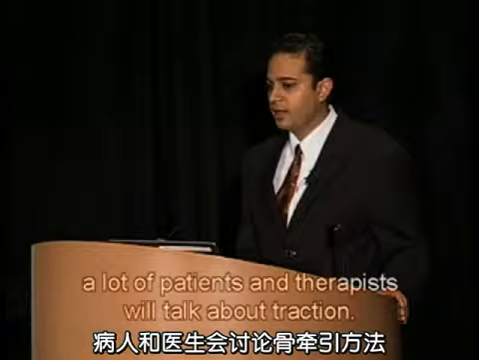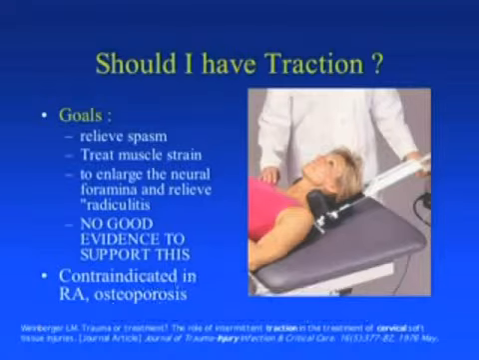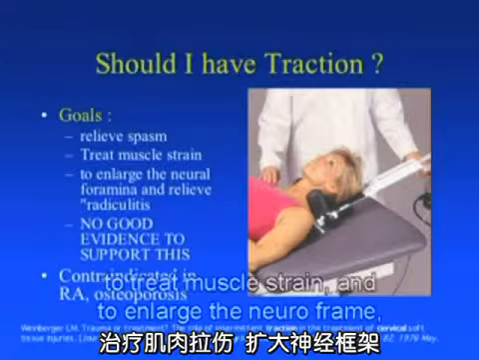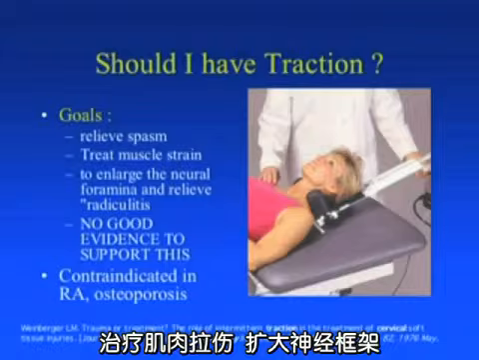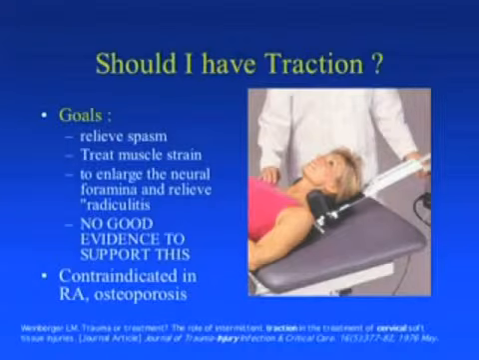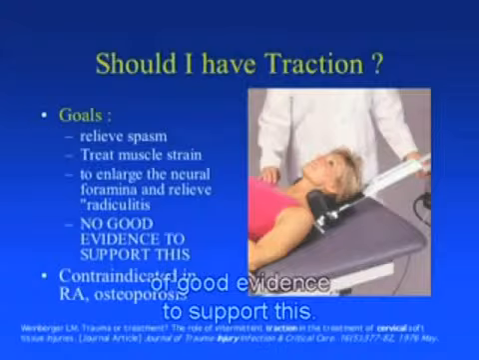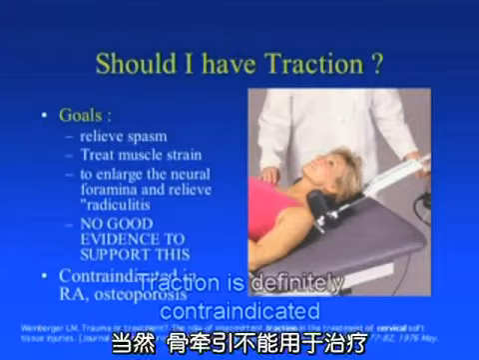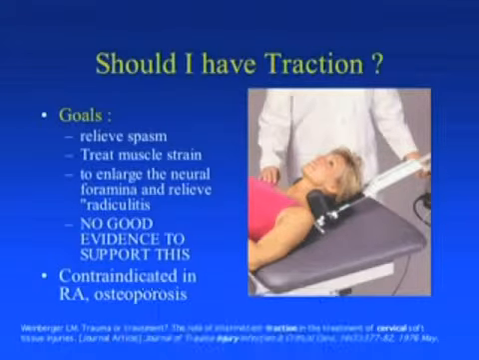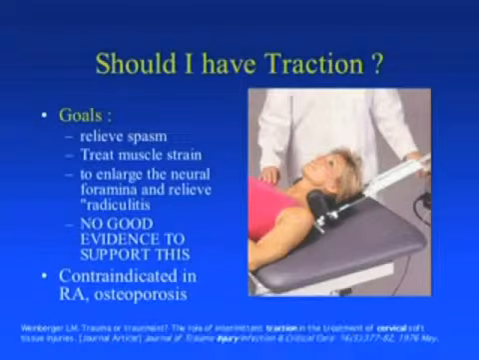A lot of patients and therapists will talk about traction. The goal of traction is to relieve muscle spasm, to treat muscle strain, and to enlarge the neural foramen, or the holes through which the nerve roots exit the spine. Unfortunately, there's not a whole lot of good evidence to support this. Traction is definitely contraindicated in rheumatoid arthritis and osteoporosis.